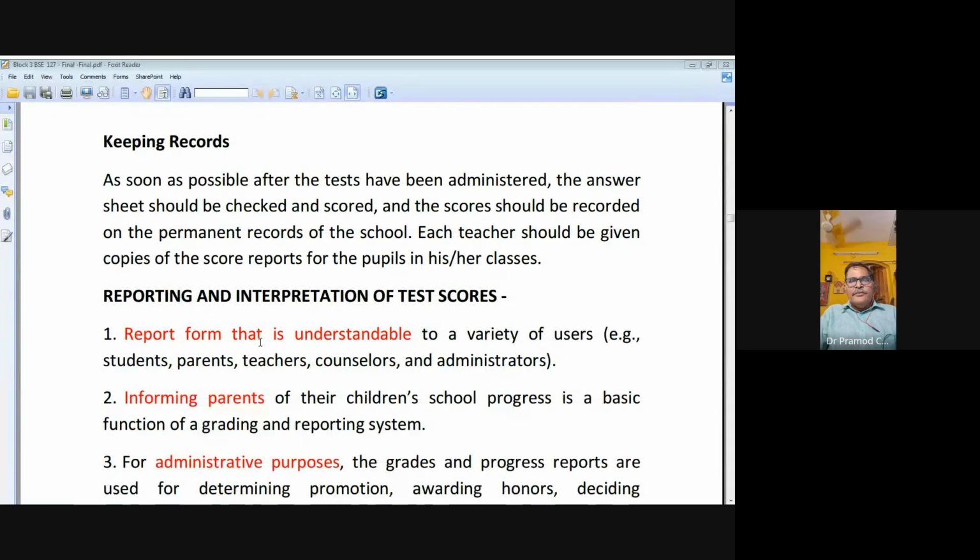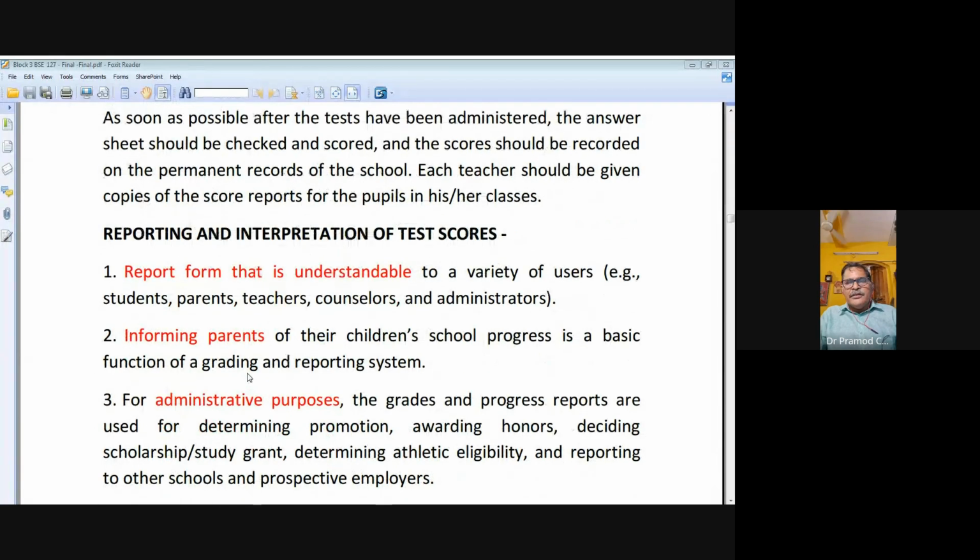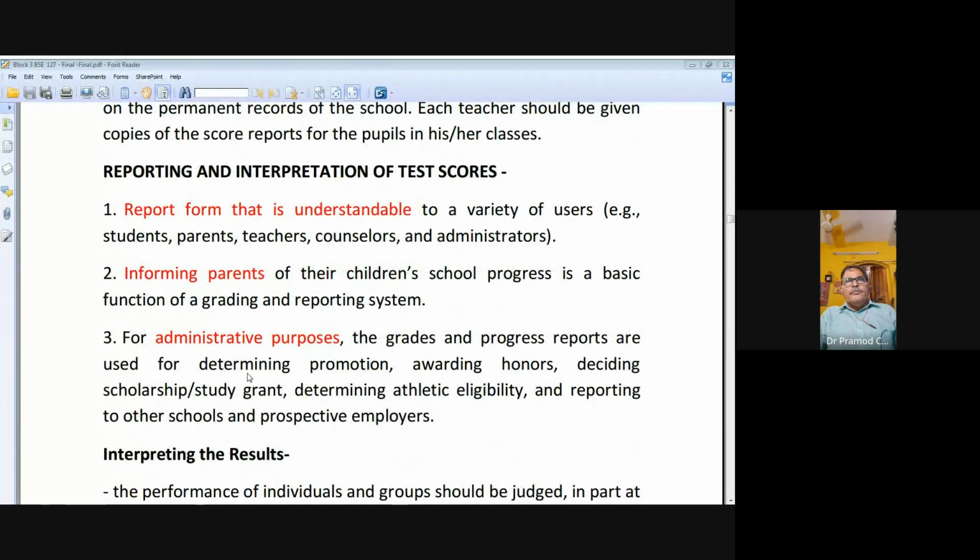Then after that you will have to keep all the records in the schools. Why are the records essential? To keep the records is essential because each and every teacher is answerable to the parents and also the headmaster. So the records will give the information regarding the child's performance. The report form should be prepared, and all the matters, all the marks should be recorded, and it will be given to the students, parents, teachers, counselor, or administrator.